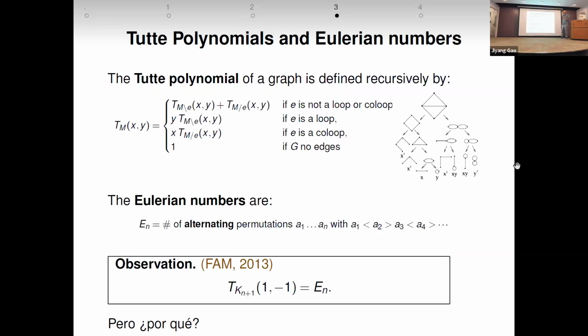The third one is about the Tutte polynomial. It's about the Tutte polynomial of the complete graph. If you plug in 1 comma negative 1, you get the number of alternating permutations. So I'll say briefly what this means, and then a brief update on this.